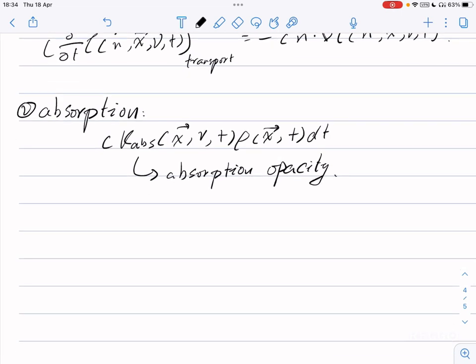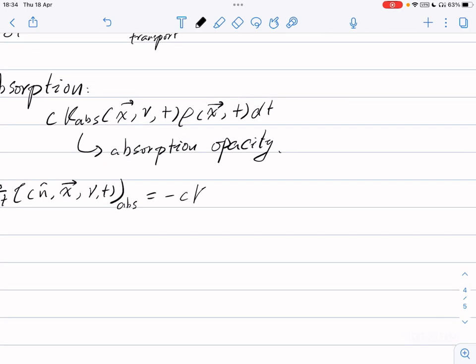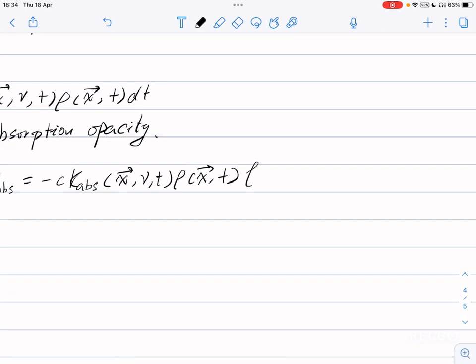Now, according to the definition, we obtain ∂t L(n, x, ν, t) from absorption equals minus c χ_absorption(x, ν, t) ρ(x, t) L(n, x, ν, t). Okay.